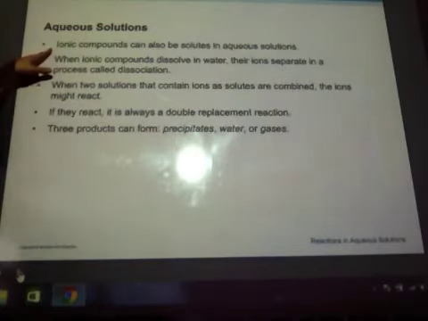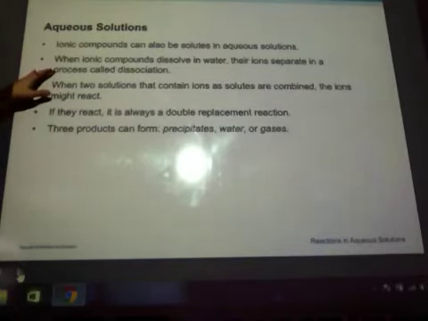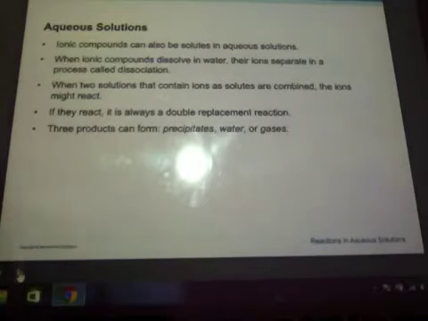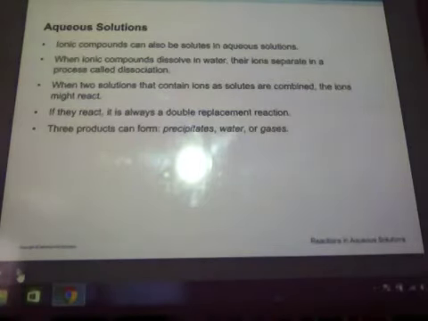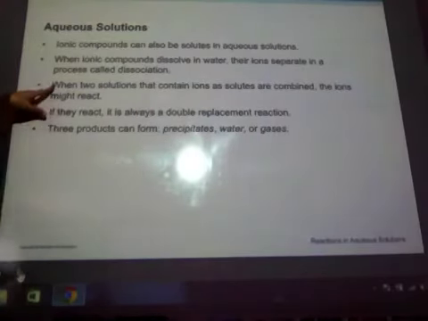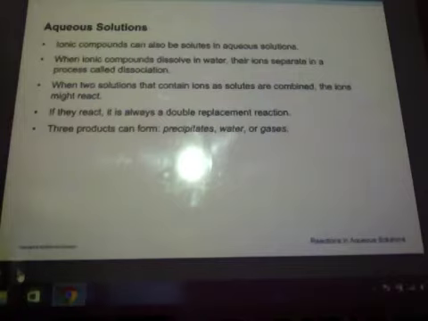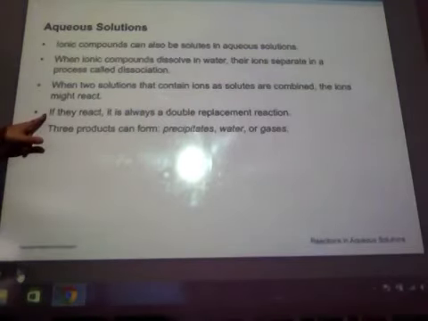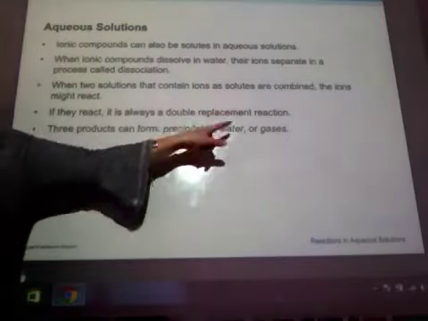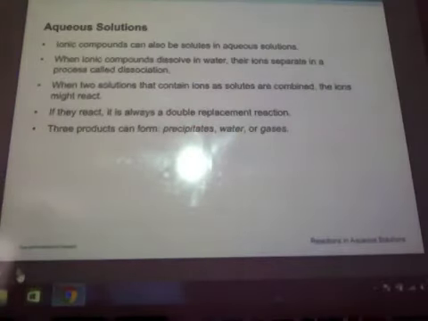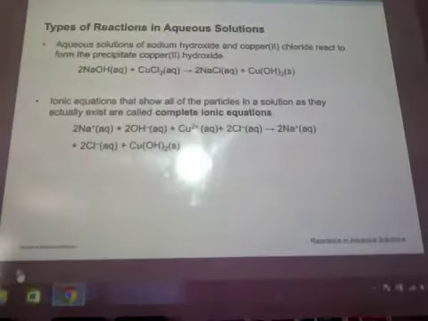Ionic compounds can be solutes, so they can be the part that's dissolved. Same thing, dissociation, they're going to separate. If I dissociate myself from you, that means I don't want to hang out with you. So dissociate means to split apart and not be together. When two different solutions that have ions are combined, then those ions can react in their own way. So that's going to be a double replacement reaction. Precipitate, water, and gas is usually the outcome when we have a double displacement reaction.